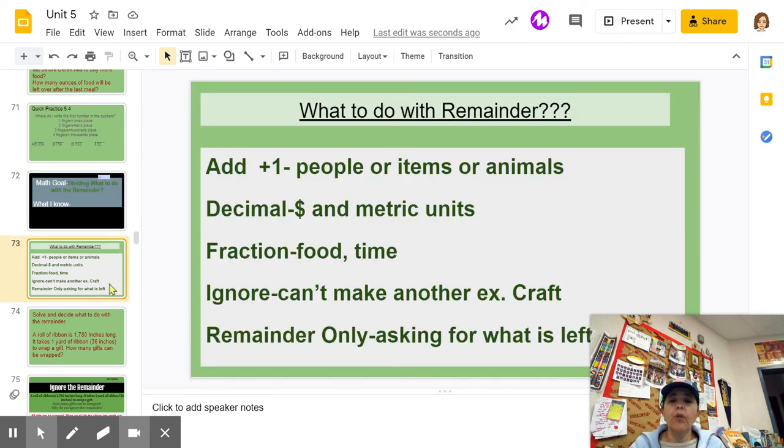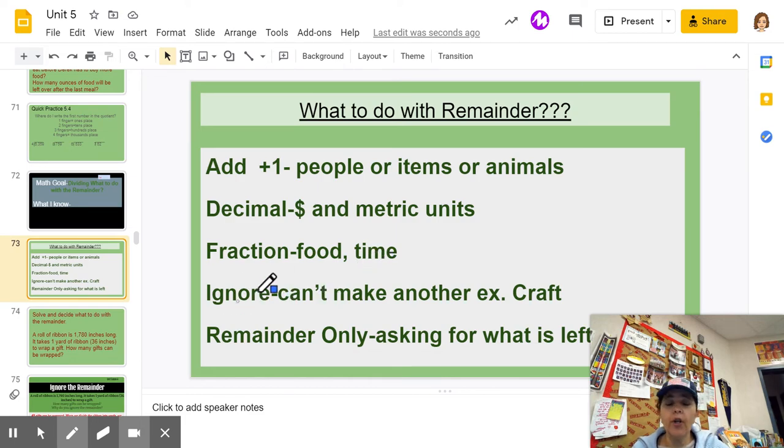So what to do with the remainder? Sometimes we need to add one more if it involves people or items or animals, and I'll show you an example of what that means. Sometimes we need to make it into a decimal. So we turn it into a decimal if it involves money and metric units of measurement. Sometimes we need to make the remainder a fraction if it's dealing with food or time.